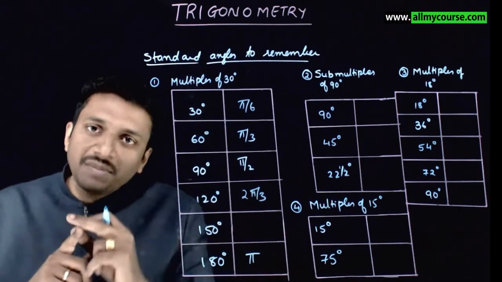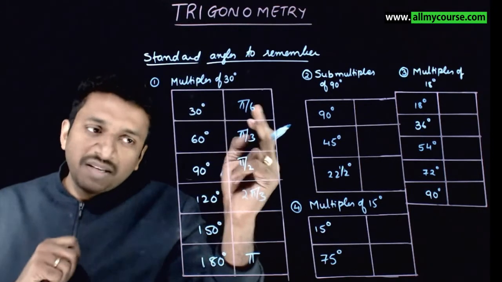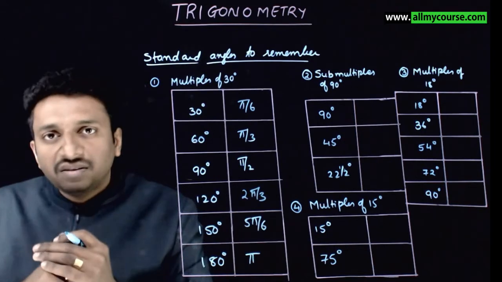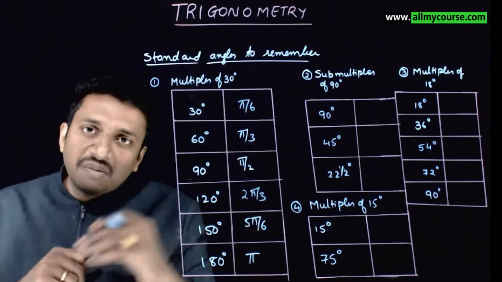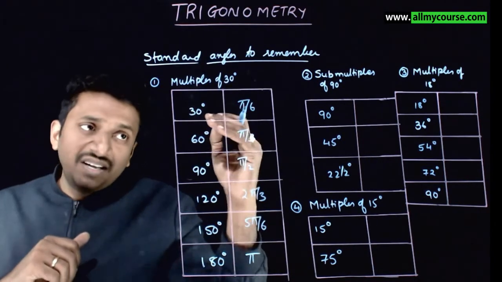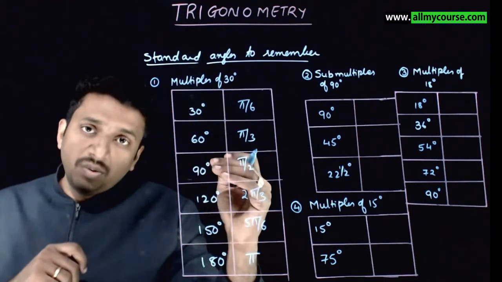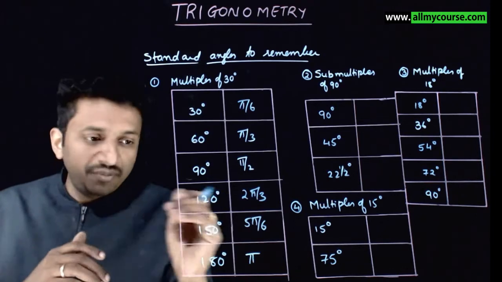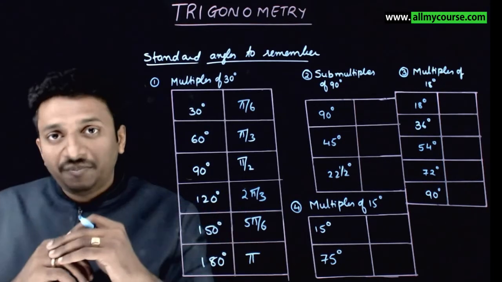150 is nothing but 5 times 30. 30 is pi by 6, so 150 is 5 pi by 6. So these are the angles. Pi by 6 is 30 degrees, pi by 3 is 60 degrees, pi by 2 is 90, 2 pi by 3 is 120, 5 pi by 6 is 150, pi is 180.